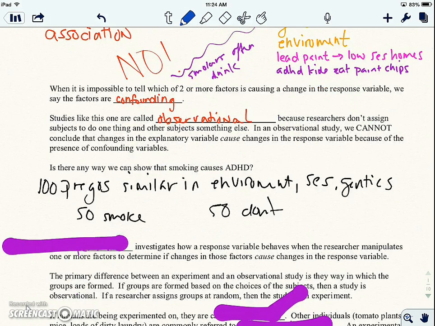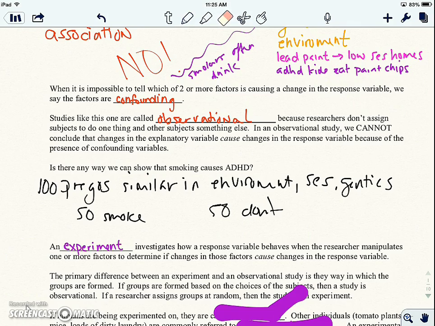Okay, is there a way to show that smoking causes ADHD? Yes. If we were horrible people, we could do an experiment. So let's say we have 100 pregnant women that come from similar environments, socioeconomic statuses, genetics, and we told 50 of them to smoke and 50 of them not to smoke. And then we look at the outcome of their pregnancies and of their children. That could be a cause and effect experiment. But sans telling a pregnant woman to smoke, we'd have to do an observation.